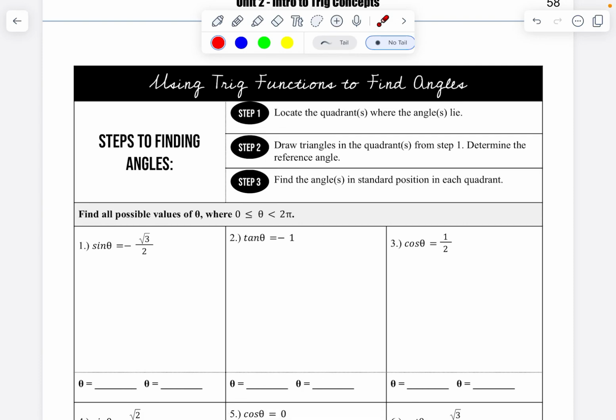Using trig functions to find angles. So, steps to finding angles. Step 1, locate the quadrant where the angles lie. Number 2, draw a triangle and determine the reference angle. Step 3, find the angle in standard position in each quadrant.